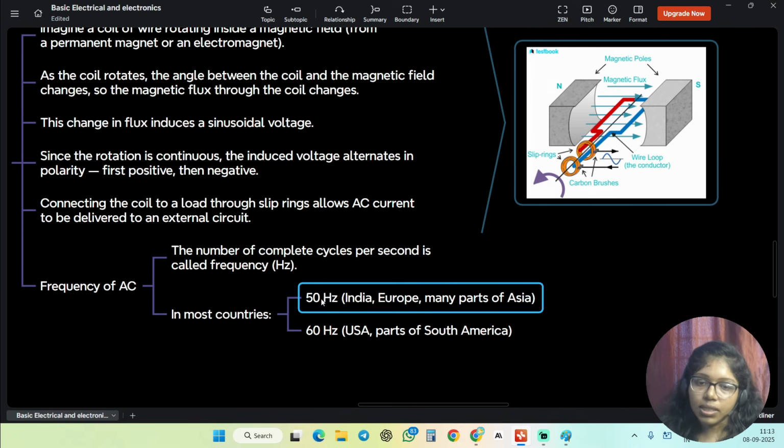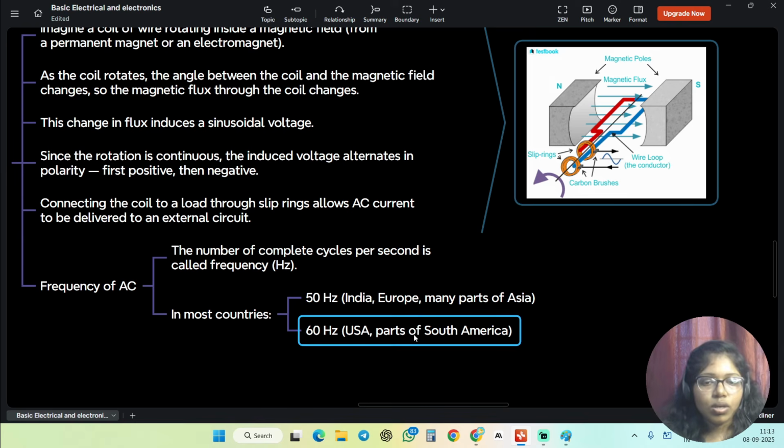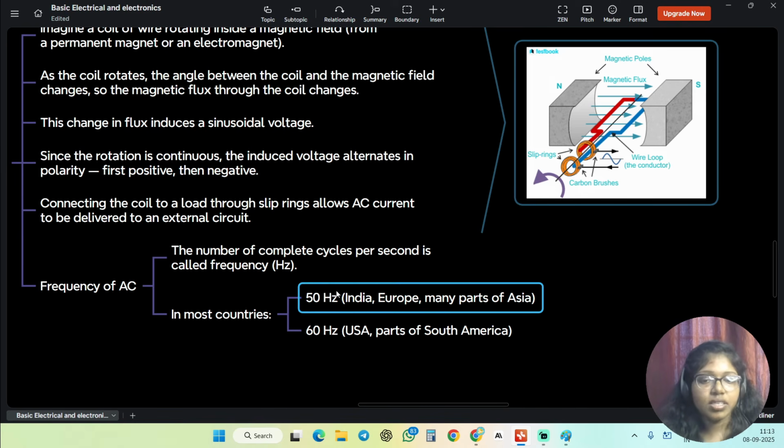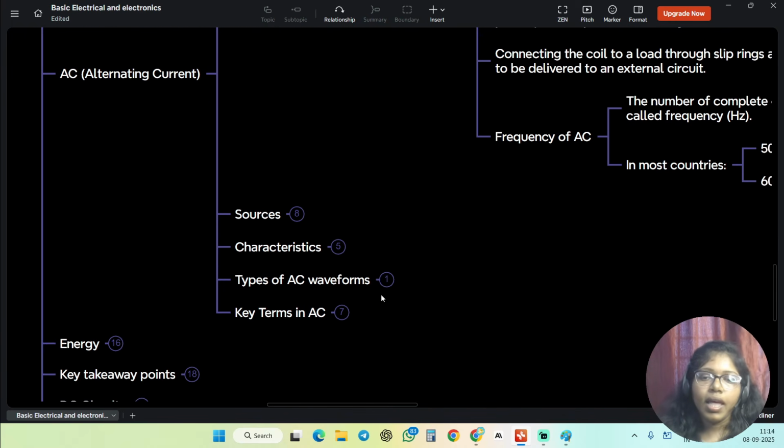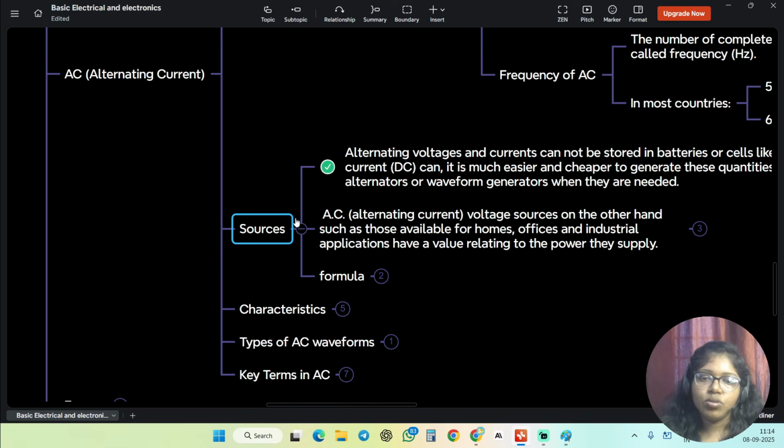In many countries, 50 hertz. That is calculated with respect to how much it changes per second. And in the US and other countries, 60 hertz is used. For our India, it requires 50 hertz. And what are the sources that help create that?